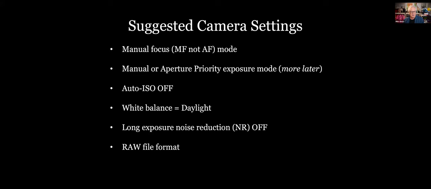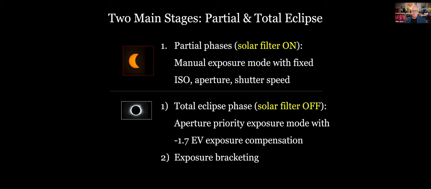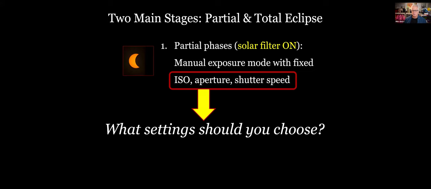Now, here we go. As you've now seen and appreciate, there are two main stages: the partial phase with the solar filter on and the total eclipse with the solar filter off. And the big photographic question is, what exposure should I use? Let's start with the first one and then we'll come to the second one. For the partial phases, I'm recommending a manual exposure mode. So this is not aperture priority or program or shutter priority or anything like that. This is M, manual exposure. It's not manual focus, that's MF, not AF. This is manual exposure, which is M. So then the question is, what setting should I use?